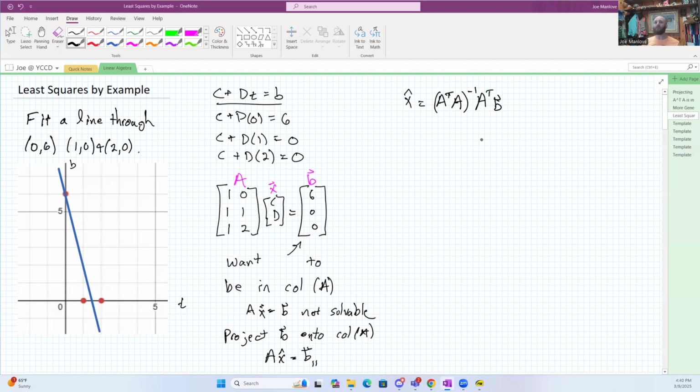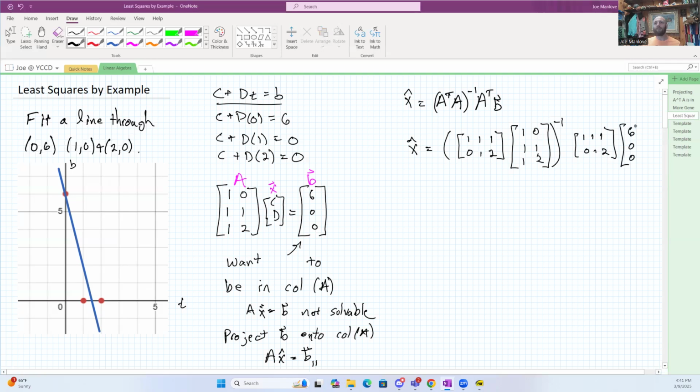Now I can just go ahead and crank on this. I just need to take this matrix A and put it into this formula that's going to give me X hat. So X hat in my case is going to be: I need to take my matrix A and transpose it. So that's going to be [1, 1, 1; 0, 1, 2] times my matrix A, [1, 0; 1, 1; 1, 2]. This whole thing inverted, times [1, 1, 1; 0, 1, 2], times my vector B, [6, 0, 0].